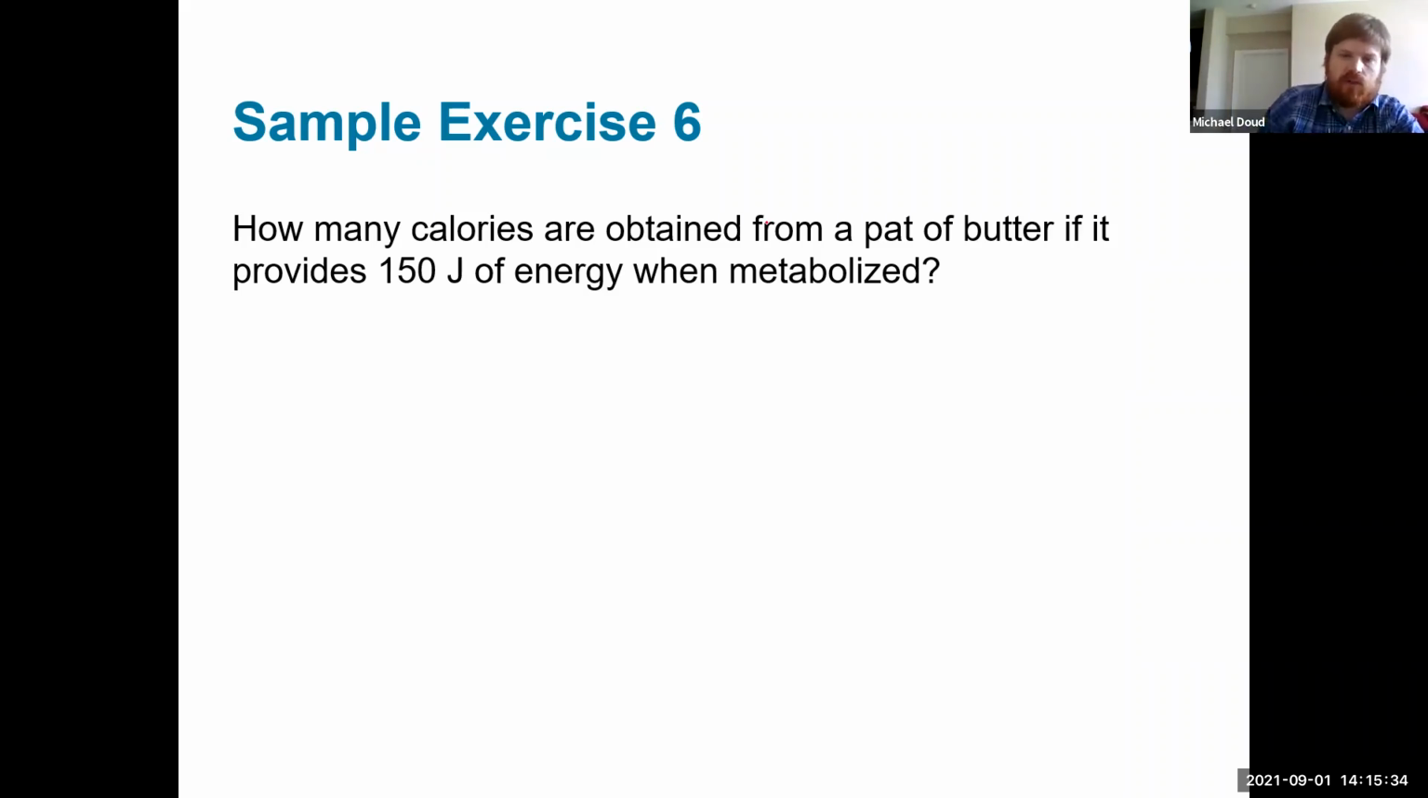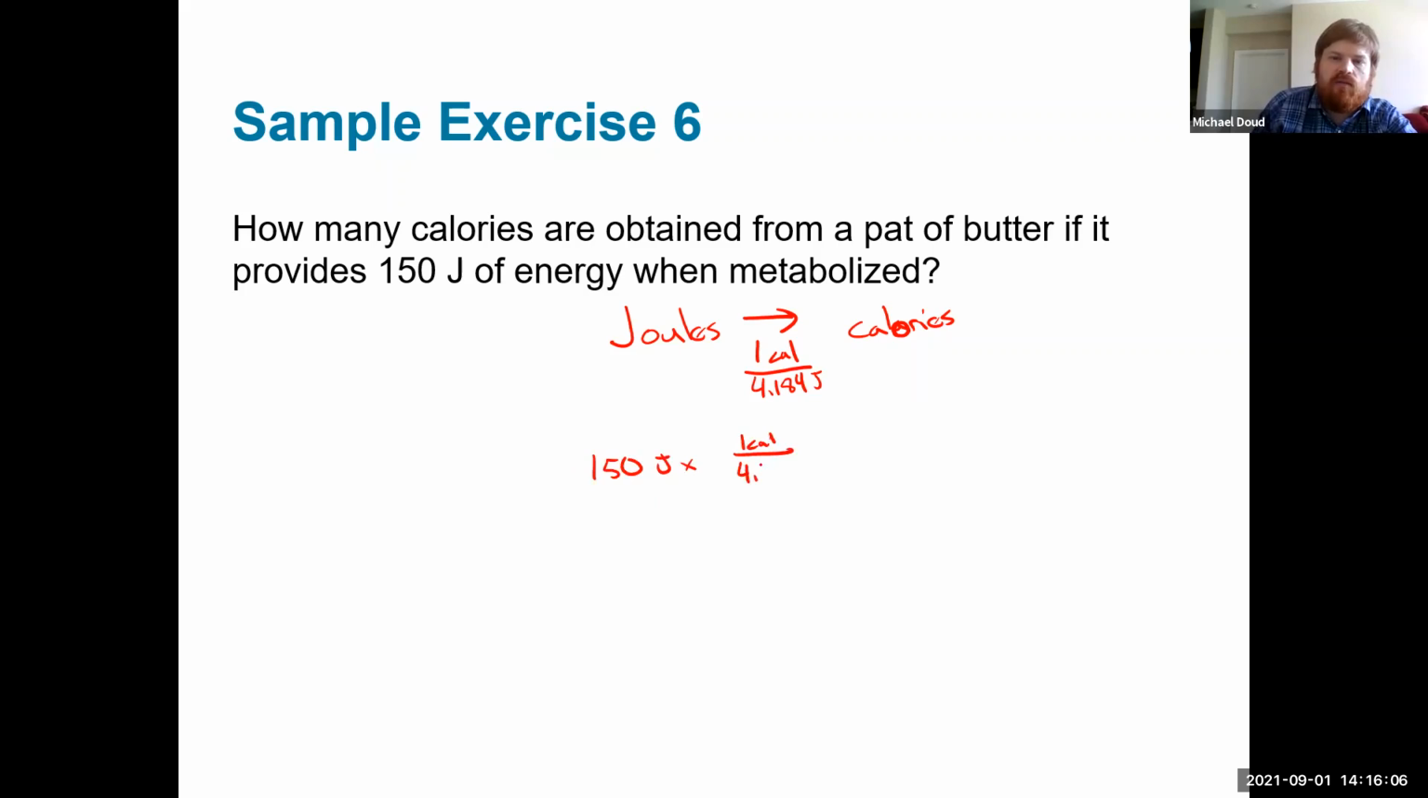So how are we going to do this? Well, let's write out our solution, right? We're starting from joules, and we need to convert that into calories, lowercase calories. And what's our conversion factor for joules to calories? Well, remember, it's 1 calorie per 4.184 joules. Okay, so let's go ahead and try the math. We have 150 joules times 1 calorie divided by 4.184 joules. And then we're ready to do the math.